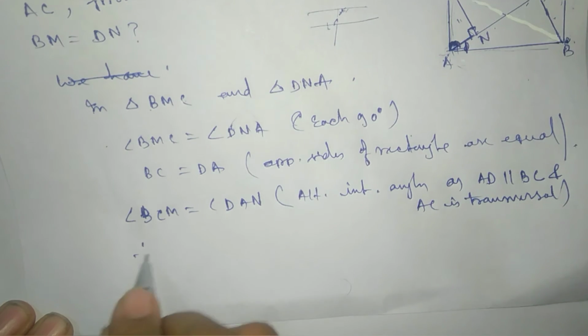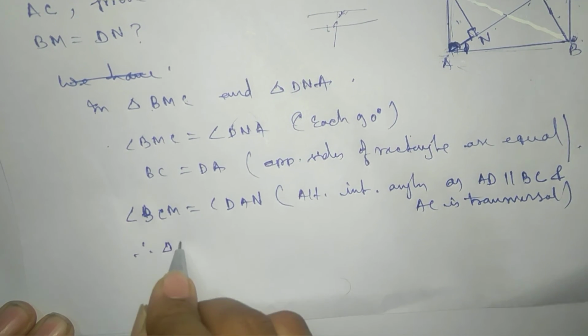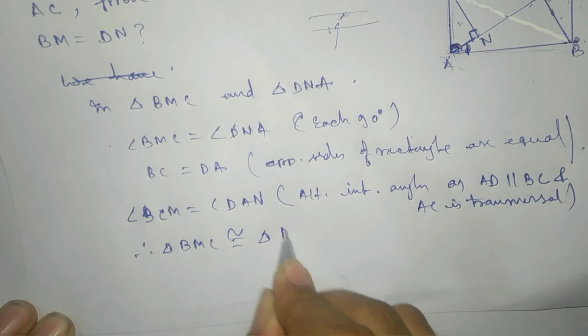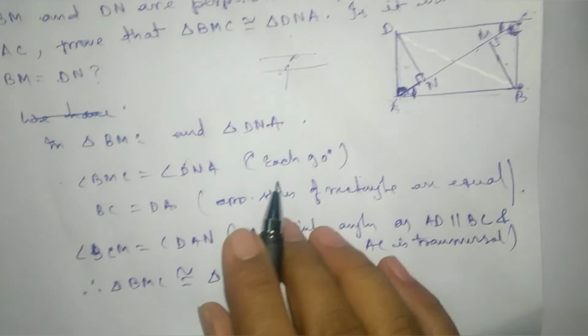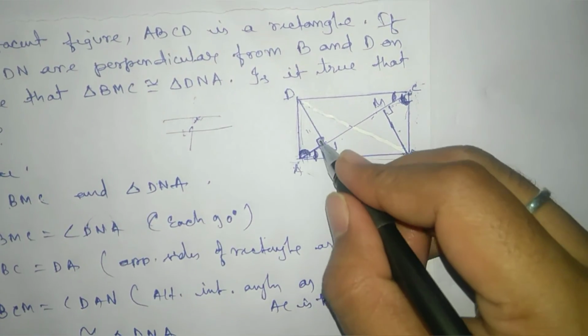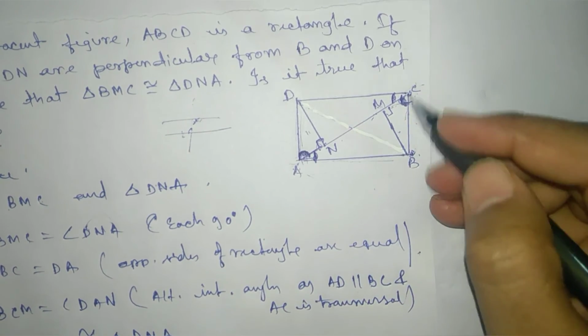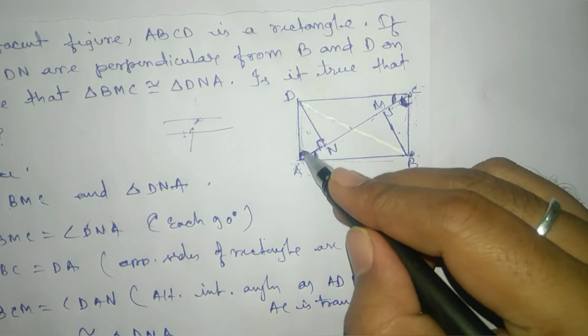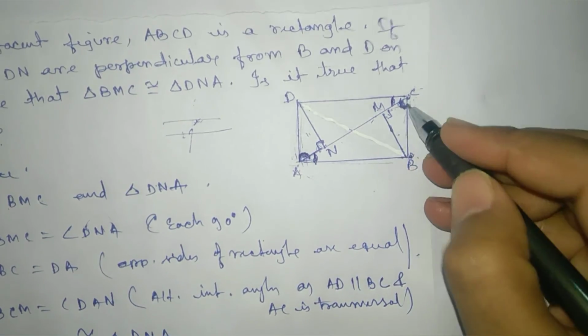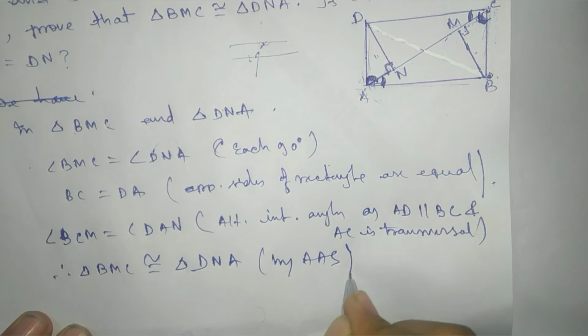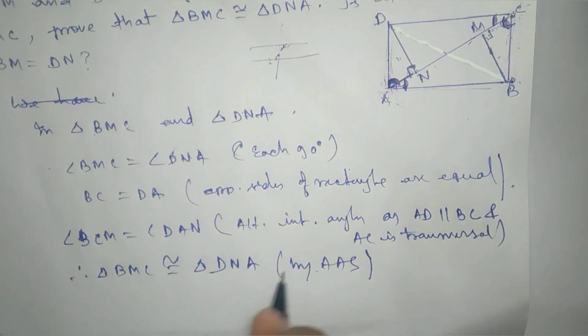Therefore we can say that triangle BMC is congruent to triangle DNA. So here we have two angles and one non-included side: angle, angle, side. So we'll mention AAS. This is the criterion by which we have proved that triangle BMC is congruent to triangle DNA.